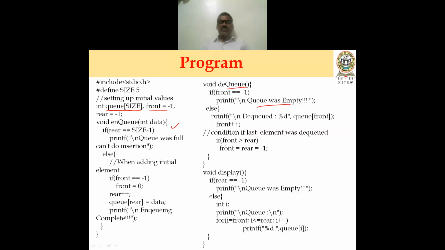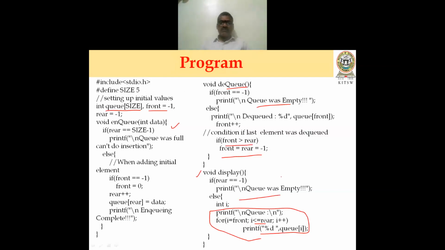If front greater than rear also, then front and rear is equal to -1. So once front crosses, when you are deleting that, when front is crossing rear, then you have to bring all this front and rear to the beginning of the array. This is the display operation to display what are the Q elements currently available. Okay. So for i is equal to front, i less than or equal to rear, i plus plus, then you have to print percentage d, Q of i value. So this is the for loop we are using to print these array elements from the Q data structure.